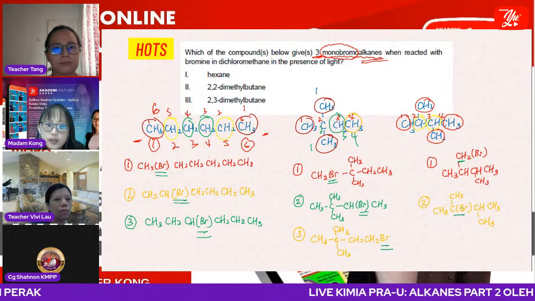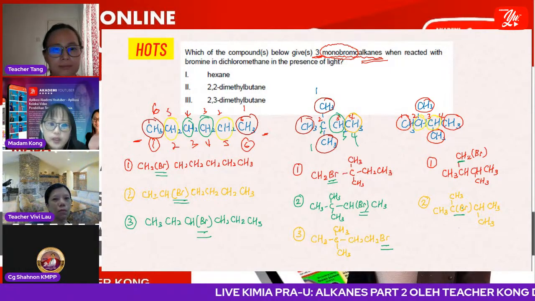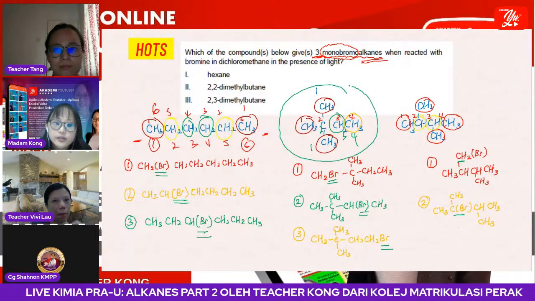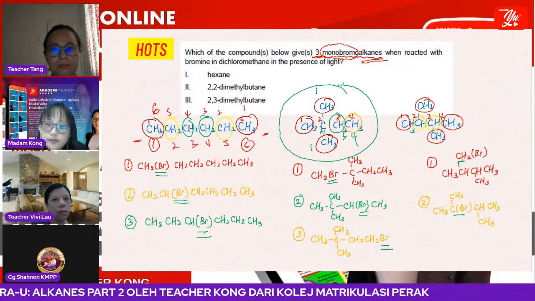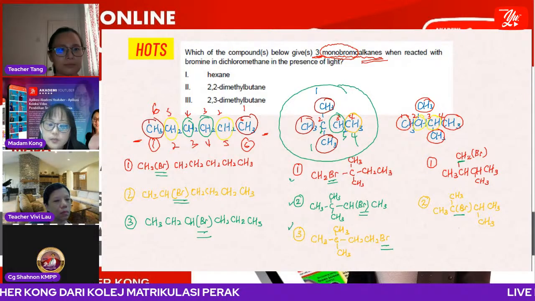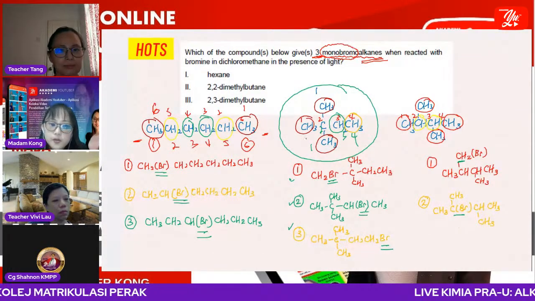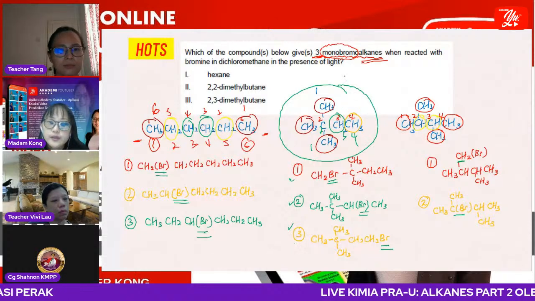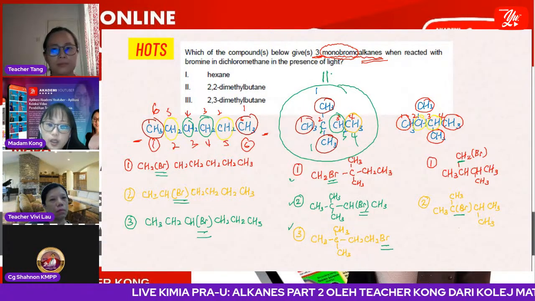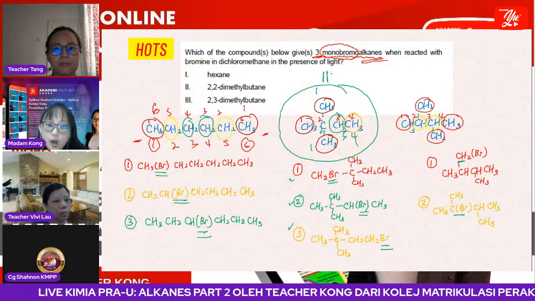I choose, okay, compound 2. Based on this structure, which one is the major product? Okay, there are 3 possibilities: 1, 2, 3. Which one is the major product? So 1, 2, or 3. Based on this compound 2, I'm asking compound 2, okay? Which one is the major product?